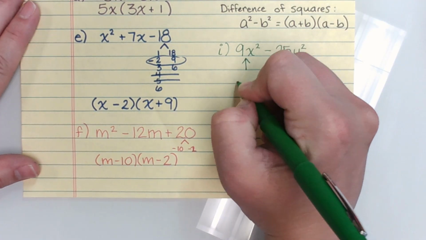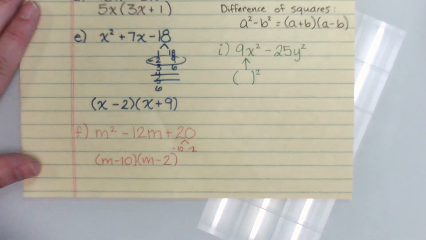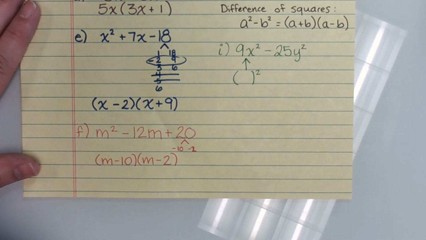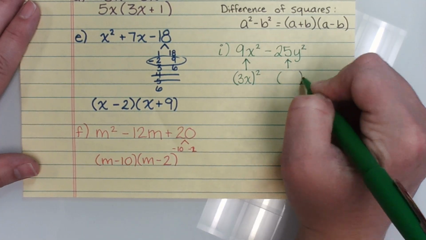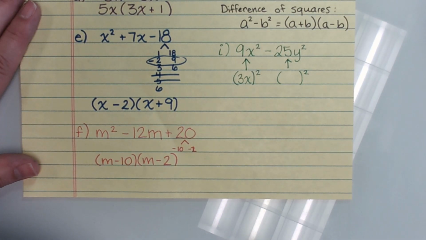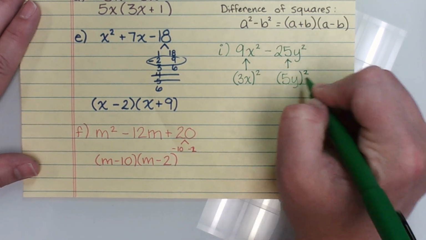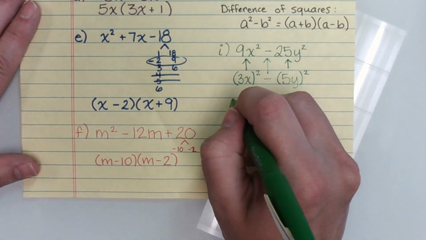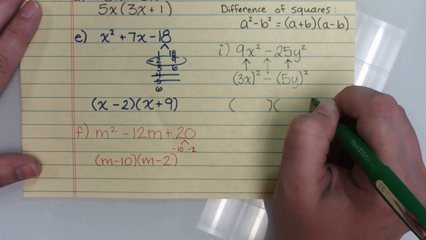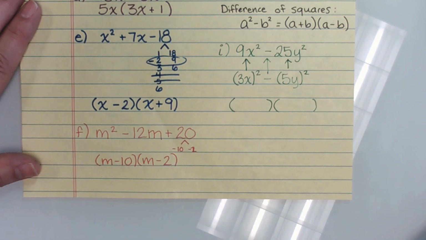Is this something getting squared? What do you square to get 9x squared? 3x. Is this something getting squared? 5y. Is it subtraction? Yes. If you can recognize that, that will save you time in factoring.